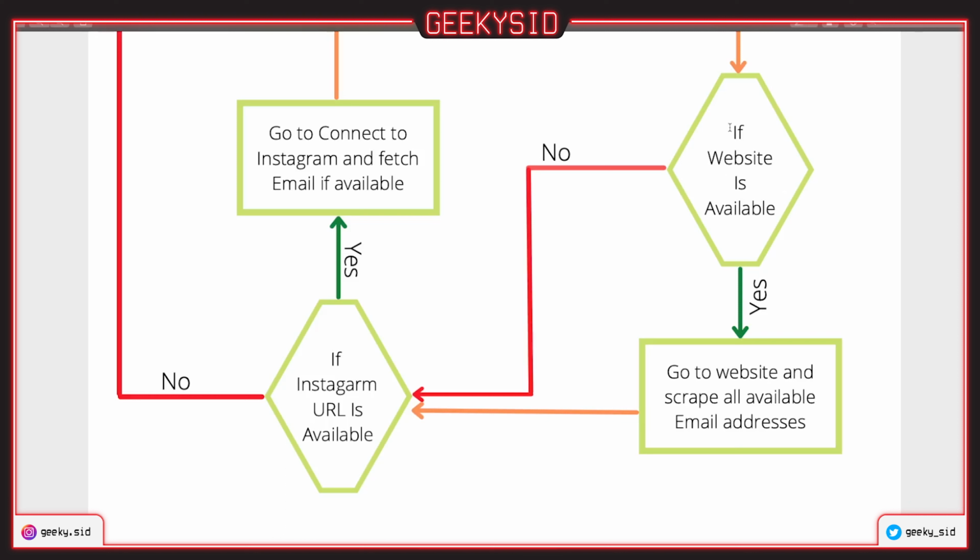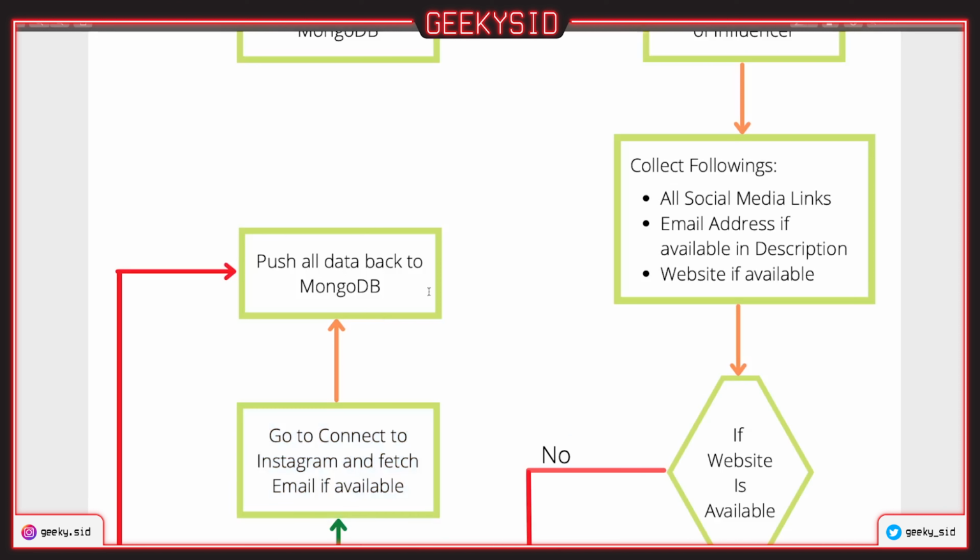So the bot will loop through all the influencers, and if the website is available on the YouTube page, then it will go to the website and try to scrape all email addresses that are available on the website. After this, the bot will execute the third and final step, which is scraping email from Instagram. First, the bot will log into Instagram using some dummy accounts and save all the logged-in sessions. Then it will use one session at a time to extract email from Instagram for all the influencers that have Instagram on the YouTube page. Now that the data is collected, the bot will simply push all this data into MongoDB.